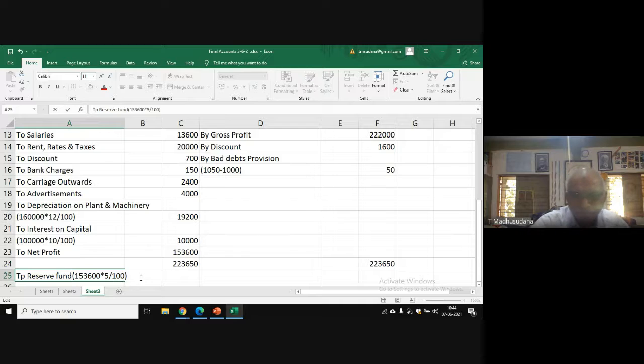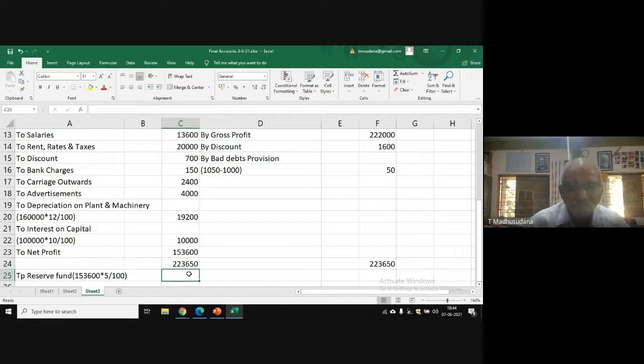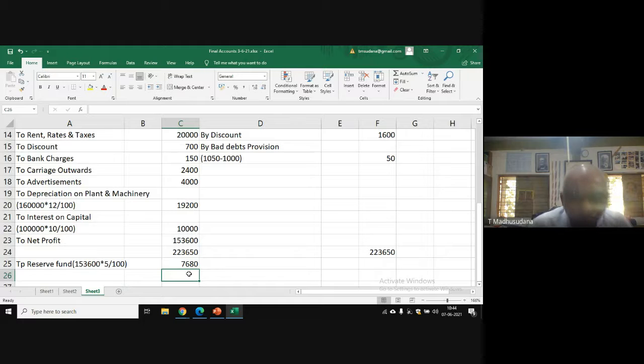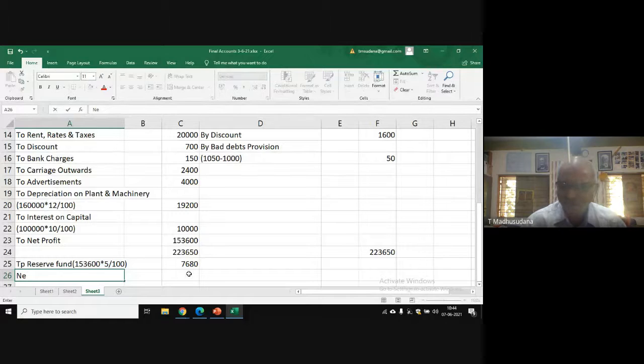That means out of this net profit, fund. How much? 7,680 rupees. Yes, okay. Now, what is the net balance figure? This is net profit transferred.